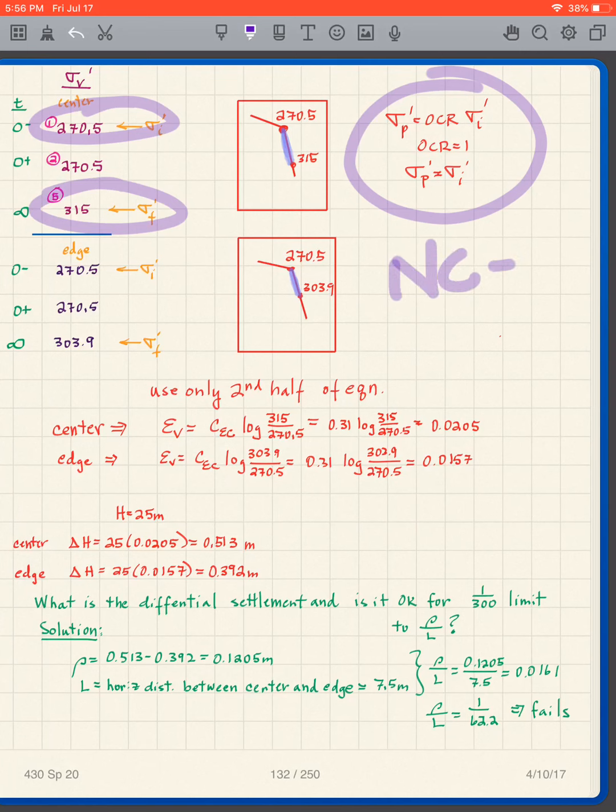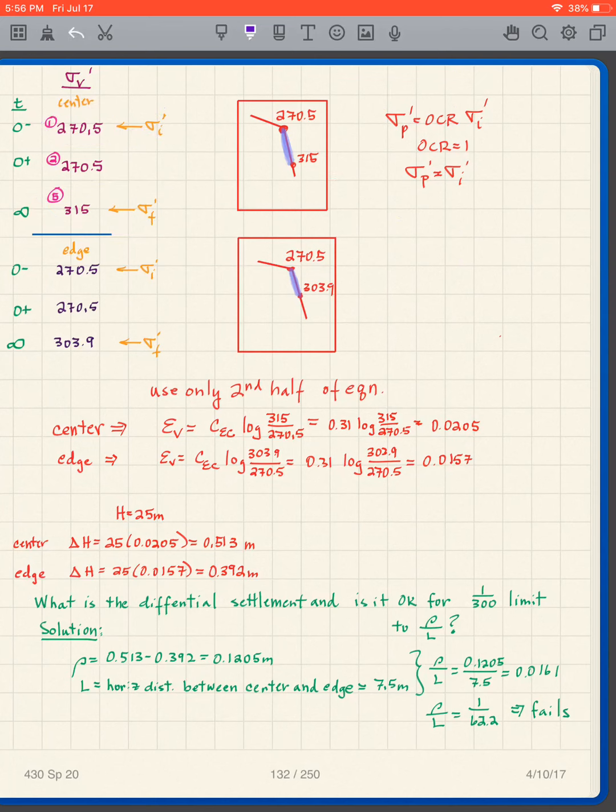NC means what? That tells me that the OCR equals 1. If you remember, you need to know NC means normally consolidated. It means that the greatest stress on the soil is the stress that exists now. The greatest effective stress is the effective stress that's on it now, which is sigma prime I. So, in other words, 270.5, that is my sigma prime P. That means that my sigma prime P is there, my sigma prime I is there.